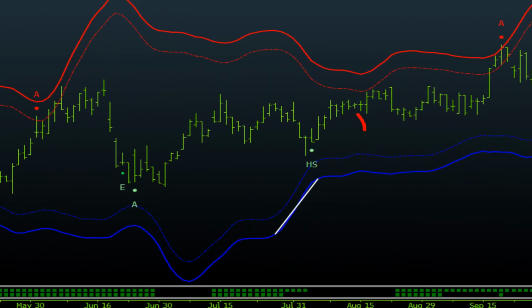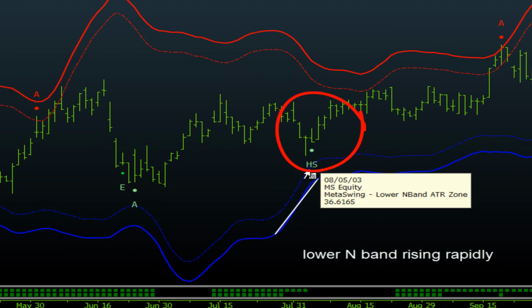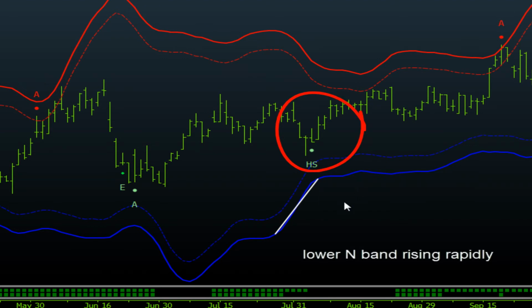One signal you'll see is an Adeo with high slope, and that's represented by an HS. And this simply means that the lower N band is rising at a fast slope. When it reaches a certain criteria over the past 7 bars, it assigns it a high slope with Adeo.